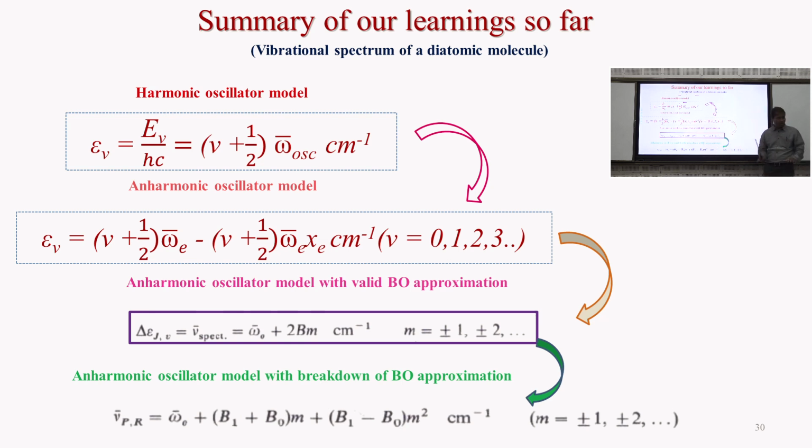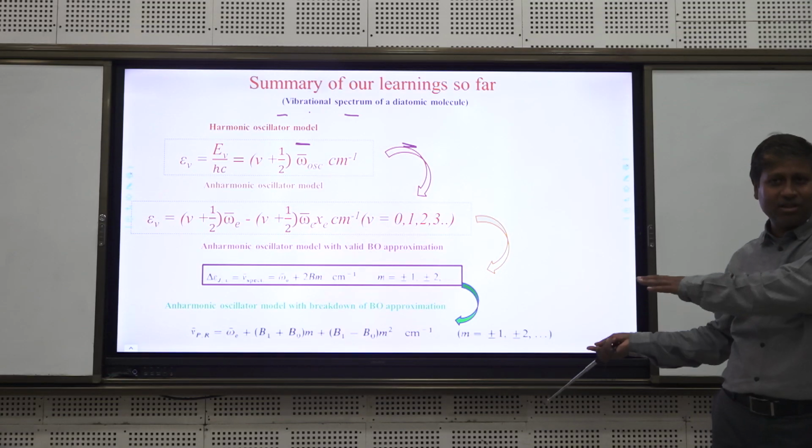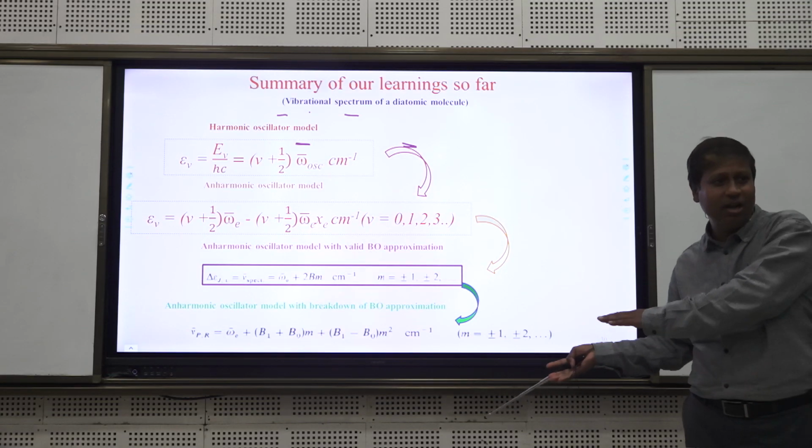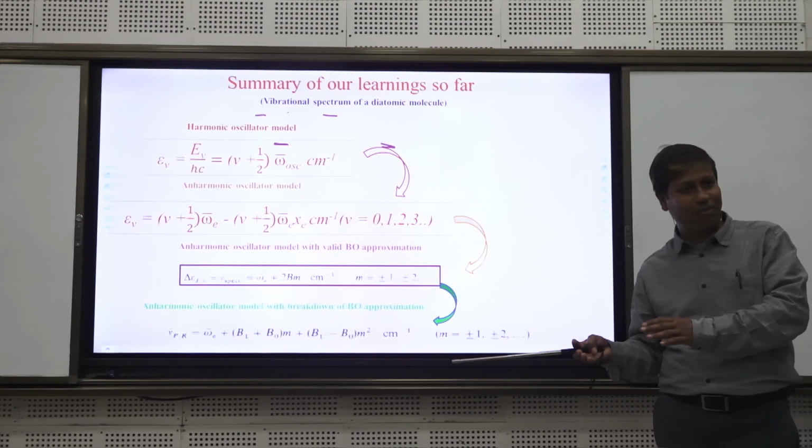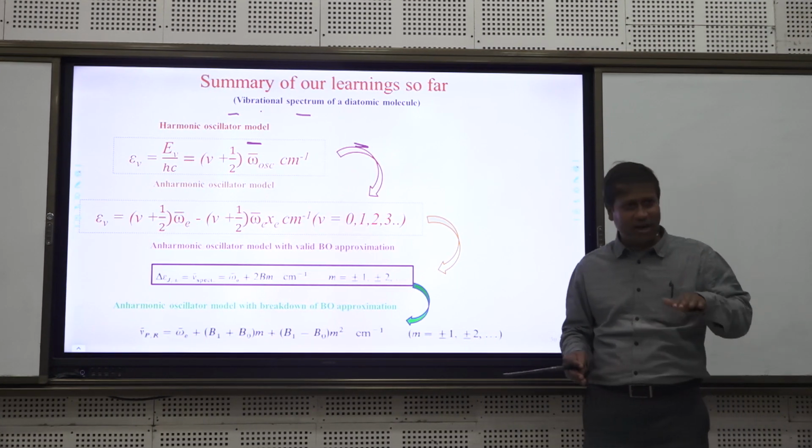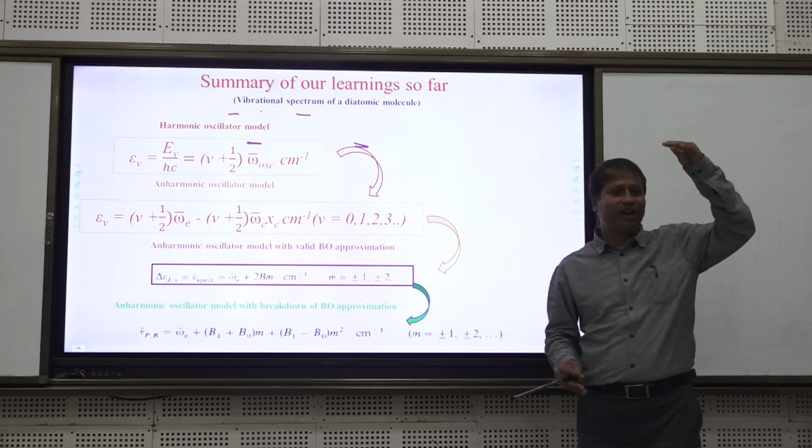So with the breakdown of the Born-Oppenheimer approximation, you get a different expression, and that one allows you to explain the CO molecule. This is how things happen. This is the simplest example, and everywhere in science it happens. You start from the lower one and then keep on rectifying it.